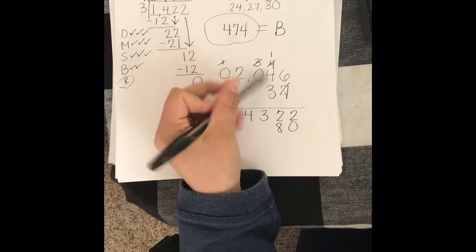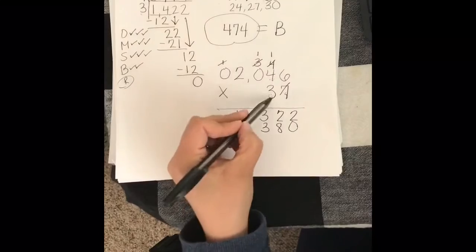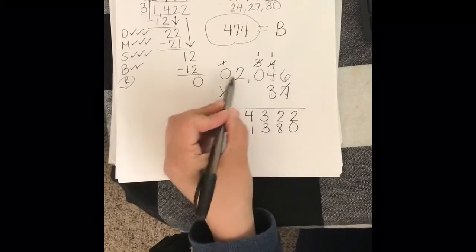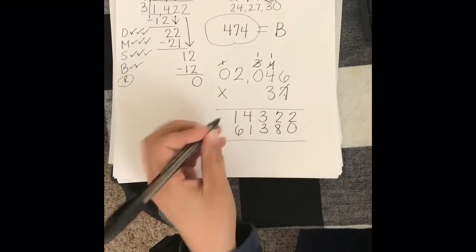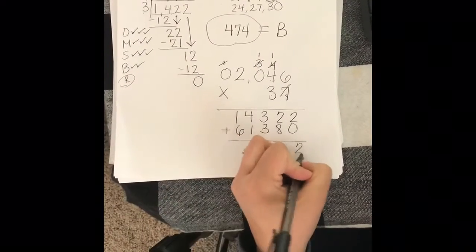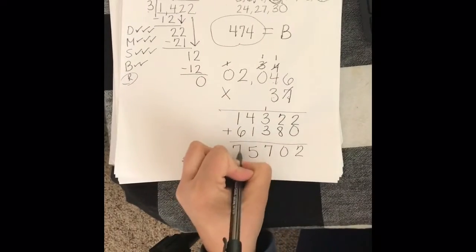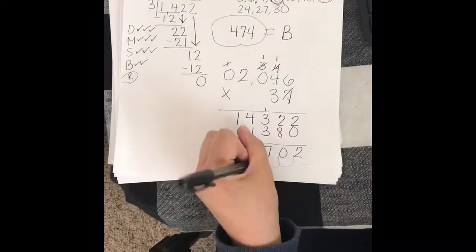3 times 4 is 12, plus 1 is 13. 3 times 0 is 0, plus 1 is 1. 3 times 2 is 6. So this is our second partial product, and we can go ahead and add them up. 2, 10, 7, 5, 7. Cha, cha, cha, slide.